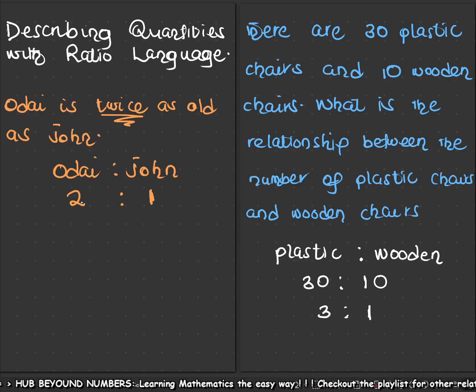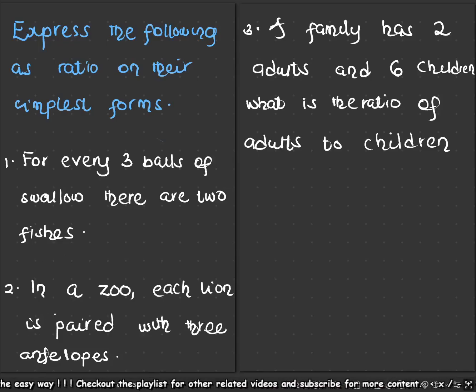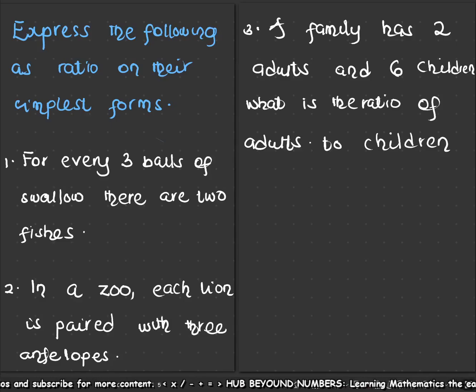I'll write out some trial work you can do just to test your understanding. So these are some questions you can try your hands on. You have to express the following as ratio in their simplest form. The first one says for every 3 balls of swallow, there are 2 fishes. The second one, in a zoo, each lion is paired with 3 antelopes. Then the third one, a family has 2 adults and 6 children. What is the ratio of adults to children?